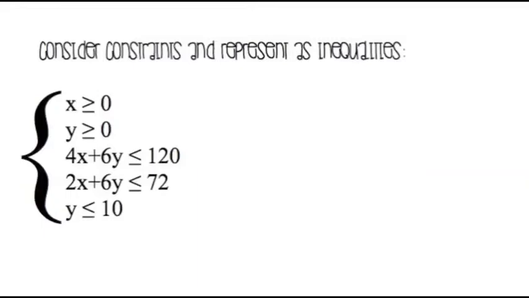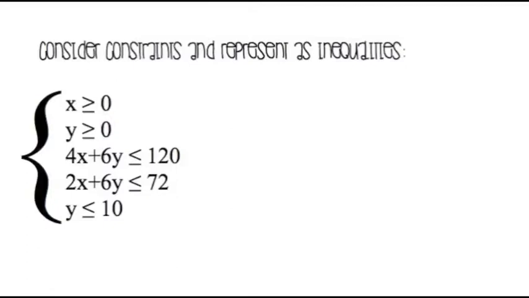So we're going to have 4 hours for each football in machine A and 6 hours for each basketball in machine A. And machine A is only open for 120 hours per week, so the amount of time spent in the machine has to be less than or equal to 120 hours.